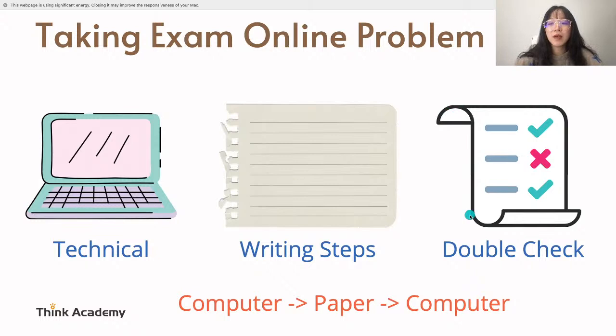And lastly is about double checking. Many parents are telling me that they don't know how to double check, or probably they know, but as adults we know how to double check. But the student probably just looks at the paper for 5 seconds and thinks they already know how to double check. So it's another skill that we have to improve on.